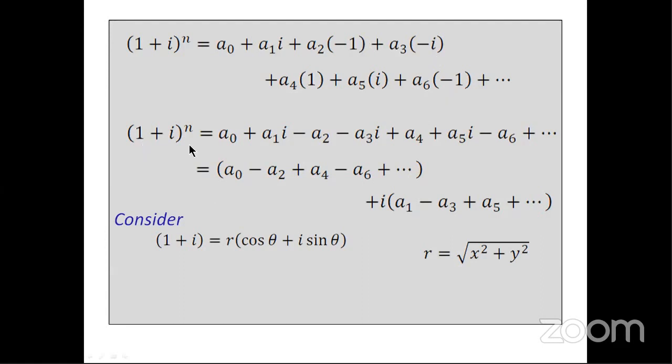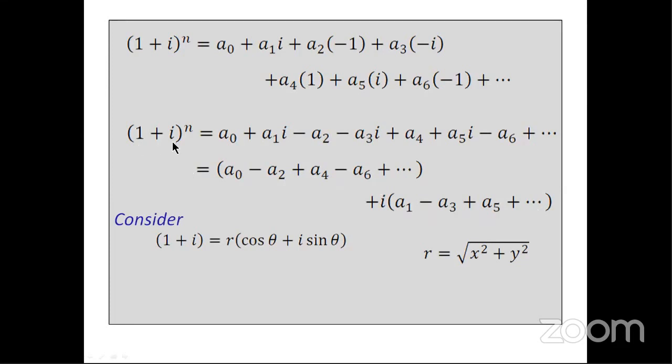Okay, so (1 + i)^n is nothing but a0 + a1 i - a2 - a3 i + a4 + a5 i - a6 plus so on. Now we are separating the real and the imaginary parts. Then we have (a0 - a2 + a4 - a6 + so on) + i (a1 - a3 + a5 + so on).